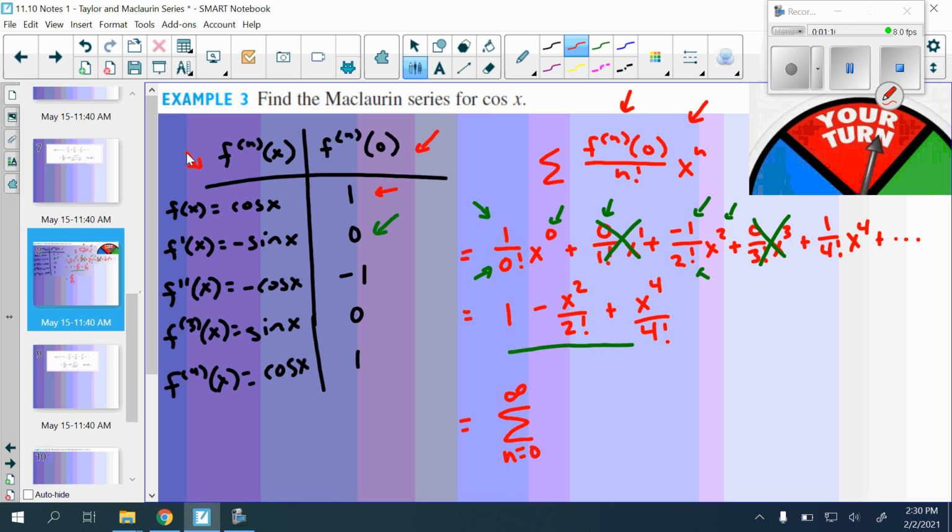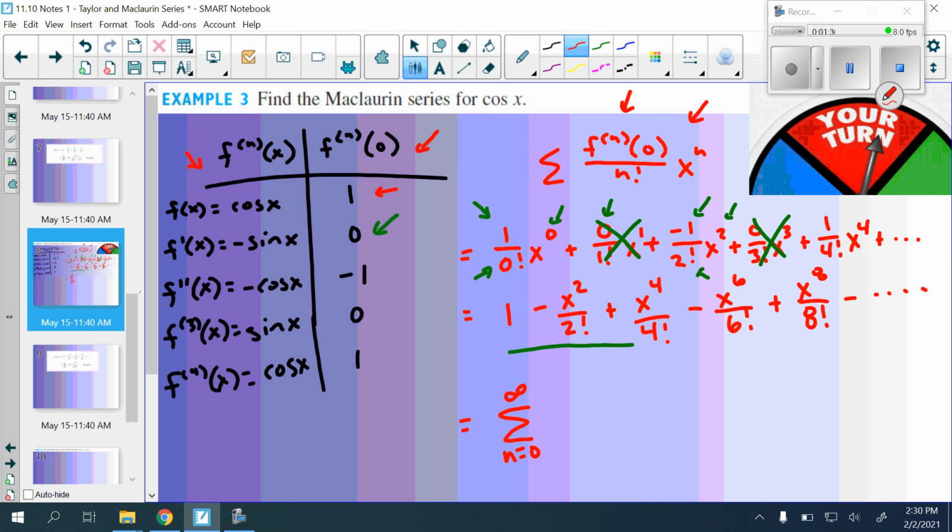If you were to continue this, the next one would be -x to the 6th over 6 factorial. Next one would be plus x to the 8th over 8 factorial, and so on. Here is the pattern. Seeing this one, you can see only the even powers with the matching factorial on the bottom.